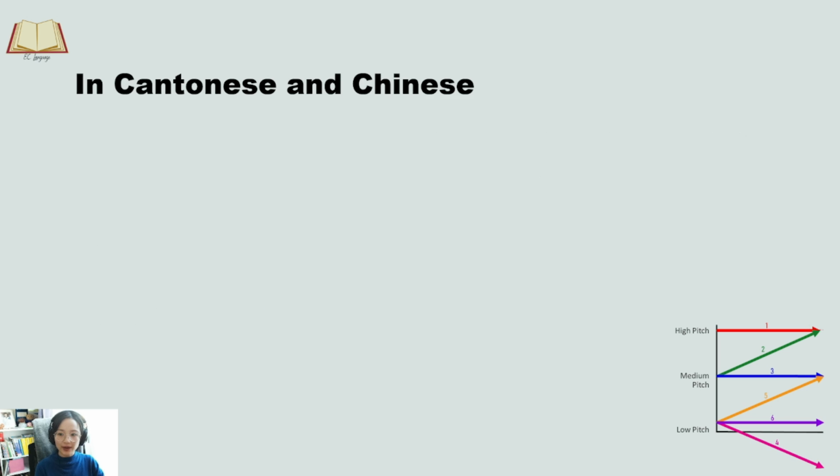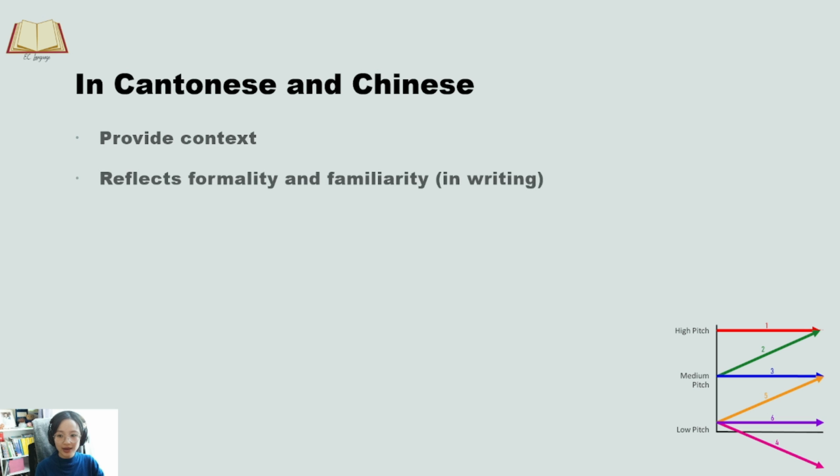Now we're going to talk about the importance of pronouns in Cantonese and also in Chinese in general. First of all, it provides context. Pronouns in Cantonese are crucial as they often provide context in conversations where the noun is already known or understood. It also reflects formality and familiarity. This is more so in writing and also in Mandarin. In spoken Cantonese, there isn't so much of a distinction, but in writing there is more of a distinction, and I will show you that in a bit.